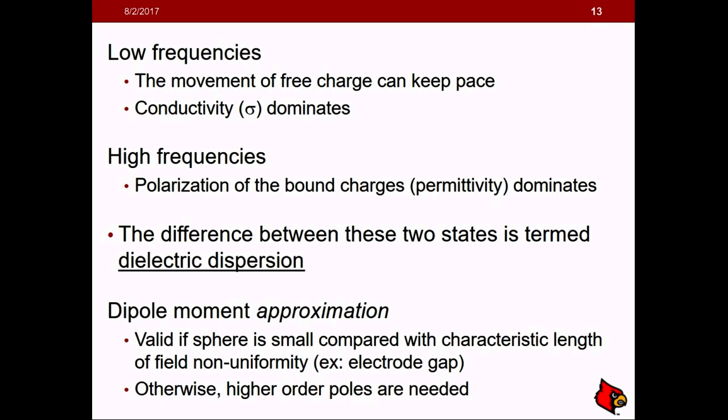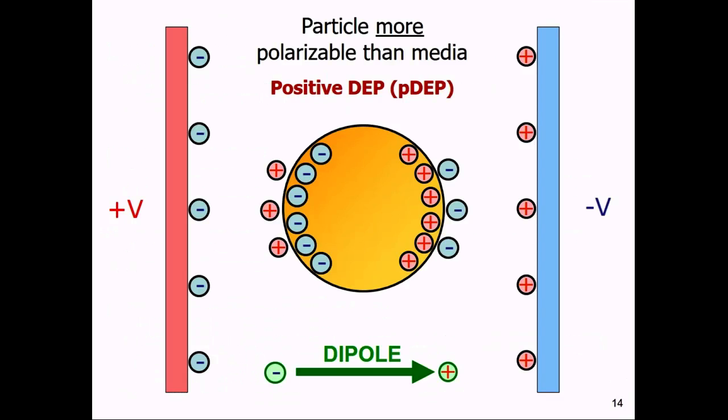It's valid if the sphere is small compared with the characteristic length of the field non-uniformity, so the electrode size or the electrode gap. So as long as your particle is small with respect to that, this assumption is usually fine. But if it's not, you need to incorporate higher order poles beyond the dipole. We will not get into that today, but that literature does exist and you can look that up.